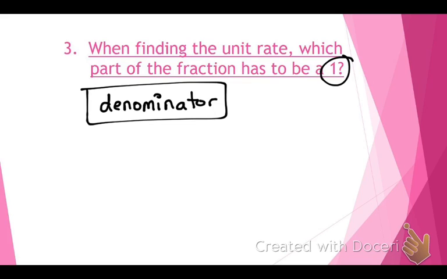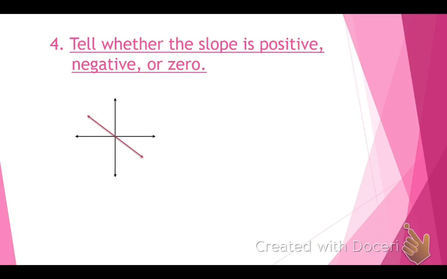Or I might say, anytime I have a denominator of 1, I am finding the what? I am finding the unit rate, okay? So you're going to want to know all the information in there. Basically, unit rate, you have to have a denominator of 1. Number 4, tell whether the slope is positive, negative, or 0.